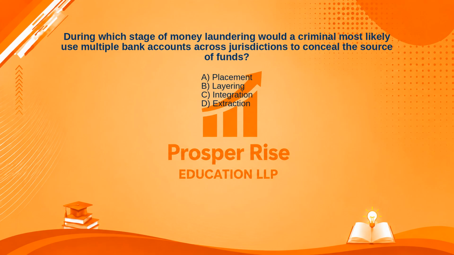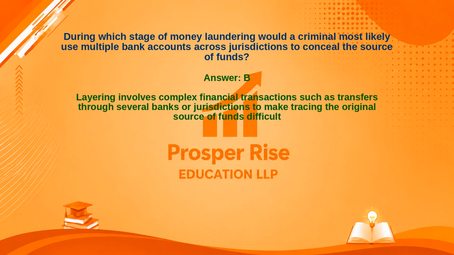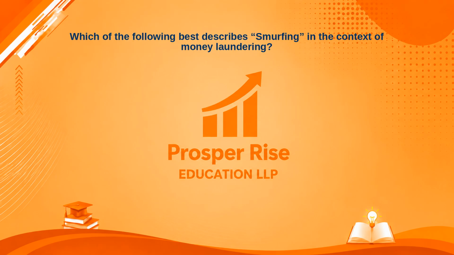A. Placement. B. Layering. C. Integration. Or D. Extraction. Take a moment to pause the video and decide. The correct answer is option B. Let's see why. Layering involves complex financial transactions, such as transfers through several banks or jurisdictions, to make tracing the original source of funds difficult.